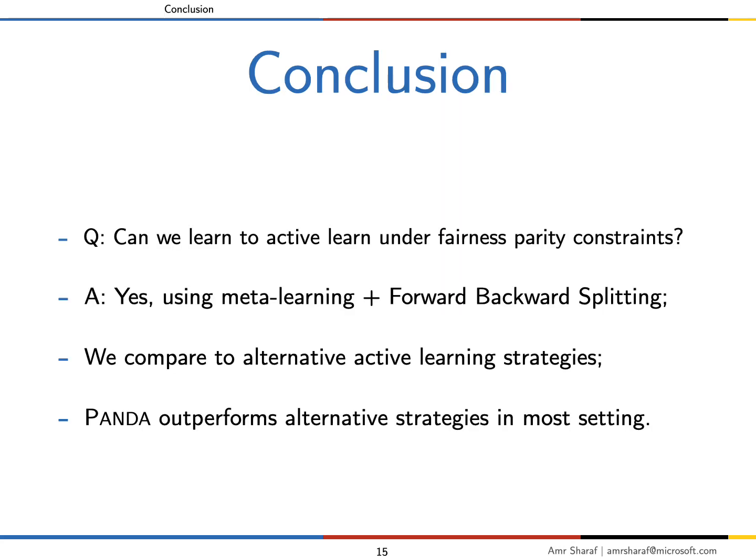So in conclusion, we presented an approach for using meta-learning for solving the fairness parity constrained active learning task. And we formulate this problem as a bi-level constrained objective function, and we solve it using the forward-backward splitting approach.